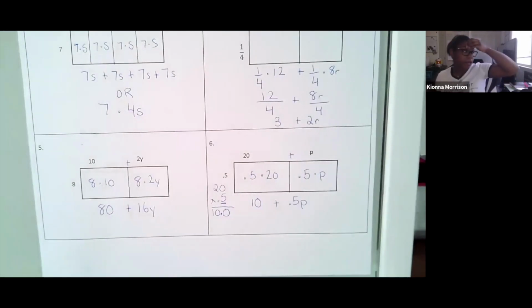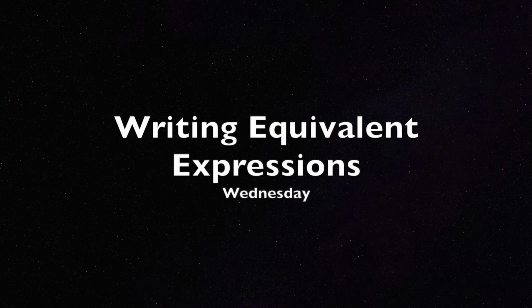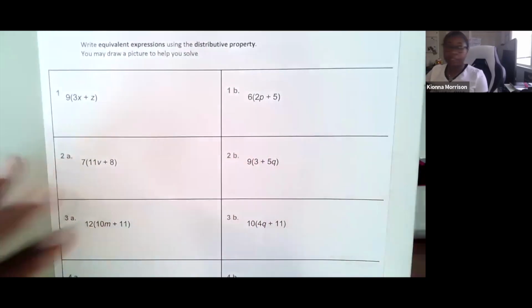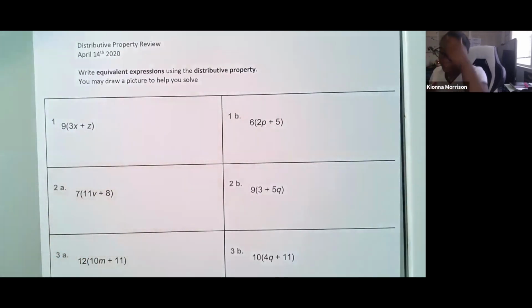All right, this lesson was just a quick review of what we did last week, seeing if we can look at the area model and use it to find equivalent expressions, to write expressions, sorry. For tomorrow's lesson, we're going to use this area model if you still need it, you still like it, and we'll use that to help us write more equivalent expressions. All right, for Wednesday's lesson, we're going to write equivalent expressions using the distributive property. We can also draw pictures to help us solve. When we draw our pictures, we'll be looking at those area models again.